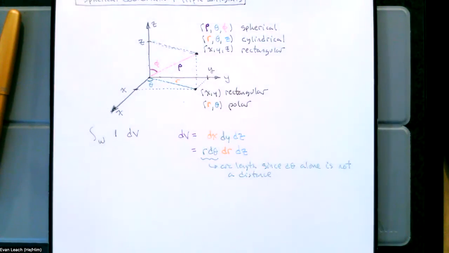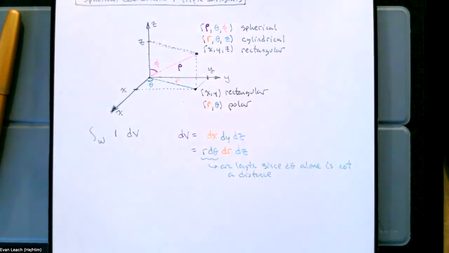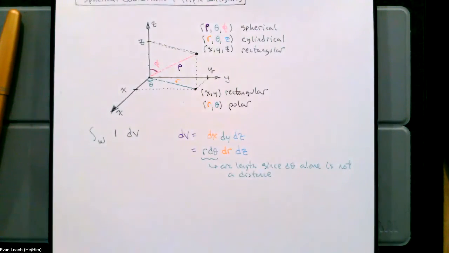Dx, dy, and dz can all be meters, but d theta is not going to be meters, it's going to be radians. I have to multiply my radians by meters to get meters. Now we're going to notice the same thing in our spherical coordinates. D rho is going to be a distance, so that's no problem.